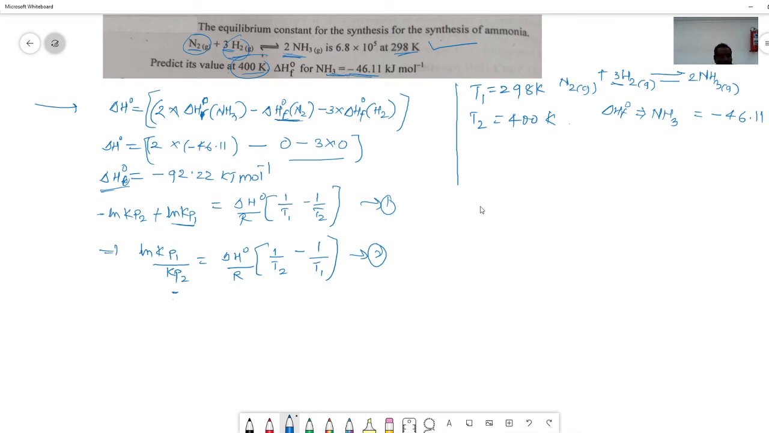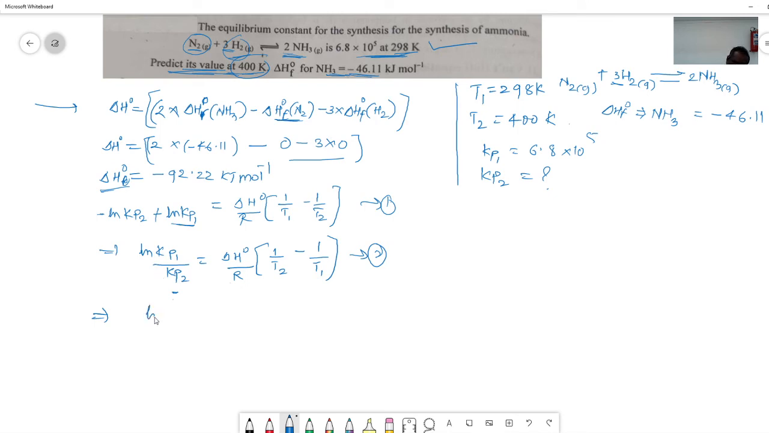The value they have given at T1, that is the Kp1 value, is equal to 6.8 into 10 raised to 5 kPa. What have they asked? Predict the value at 400 degree Kelvin. That means we have to calculate the Kp2 value. Kp2 value is equal to how much? Let's write the given values.